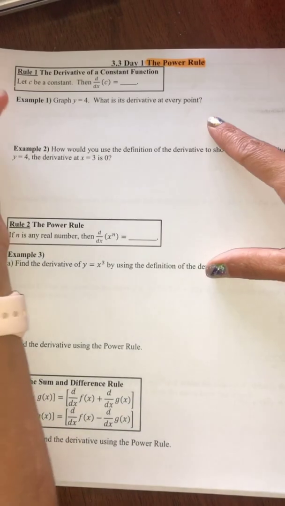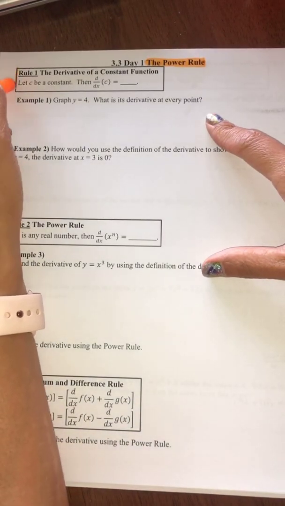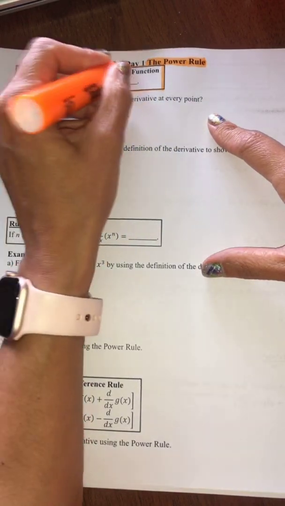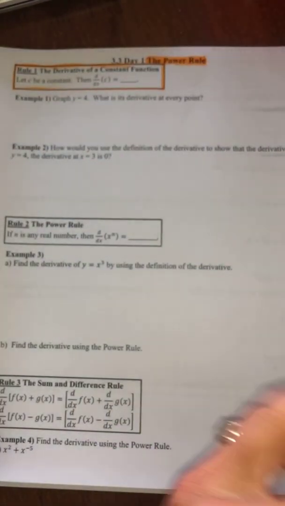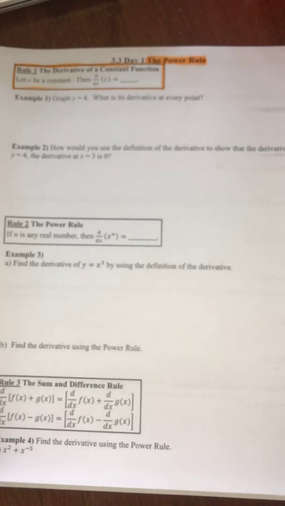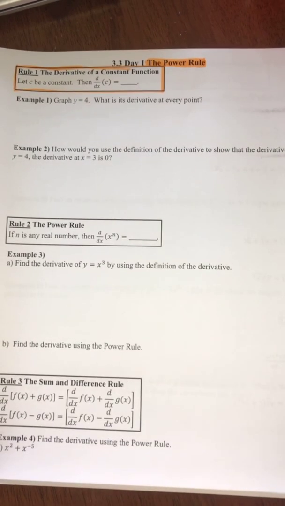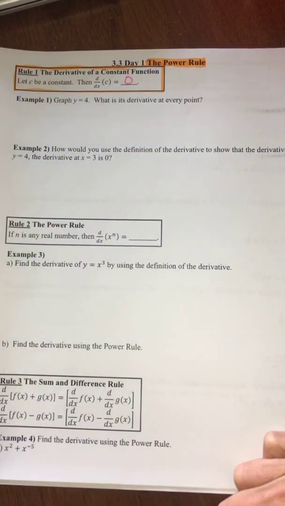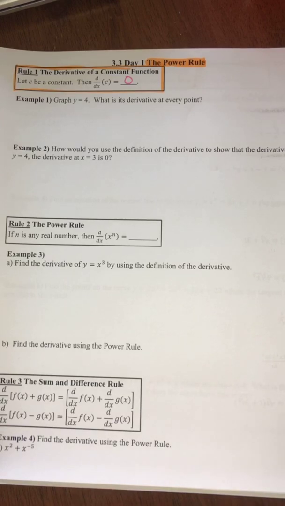All right, so rule 1, the derivative of a constant function. This is going to be something that you are going to use the entire year, so you got to know it. So it says, let C be a constant, then d dx, the derivative of C. The derivative of a constant will always equal 0. Always, always, always. So let's find out why.